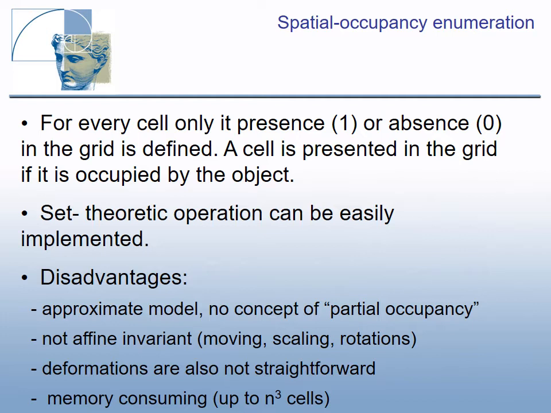Disadvantages of this representation are quite serious. It is an approximate model, and no concept of partial occupancy is available, such that a cell can be either completely empty or completely full. These models are quite memory-consuming, occupying up to n to power 3 cells, where n is the number of cells along one axis.